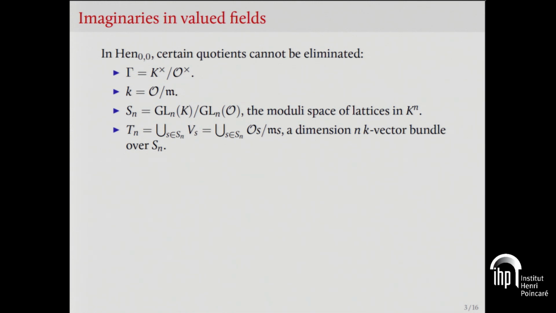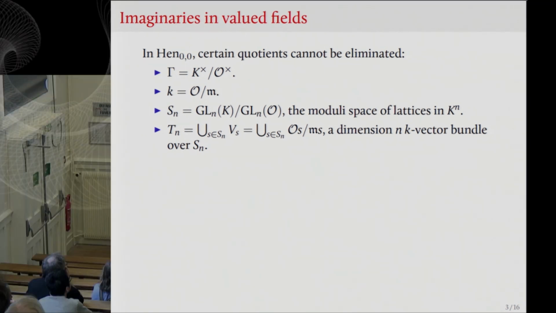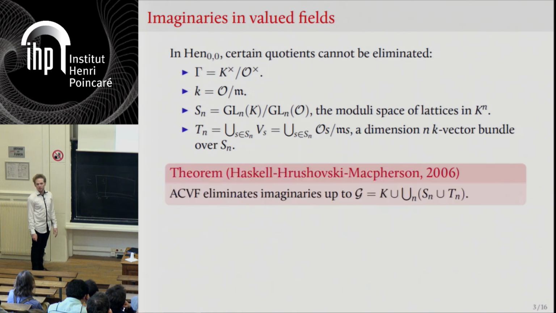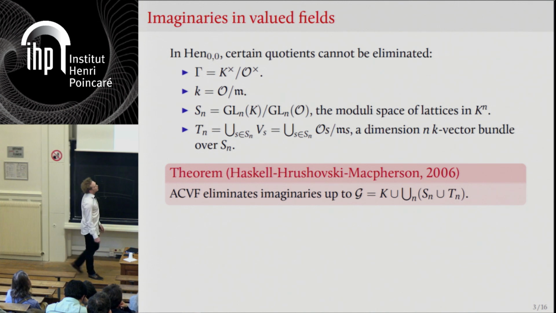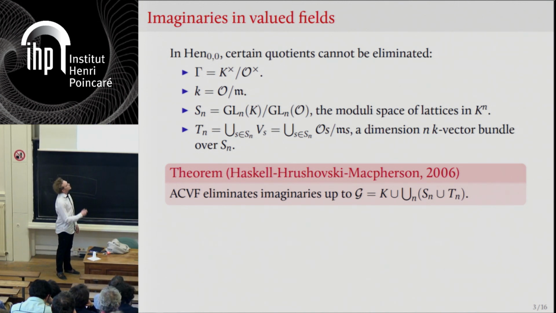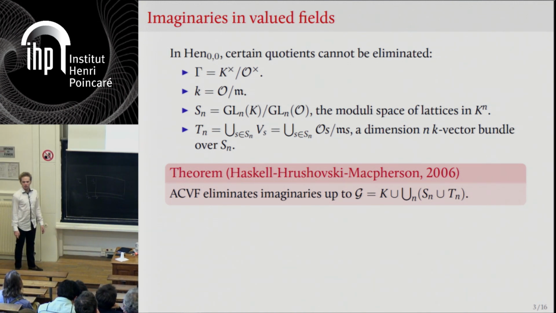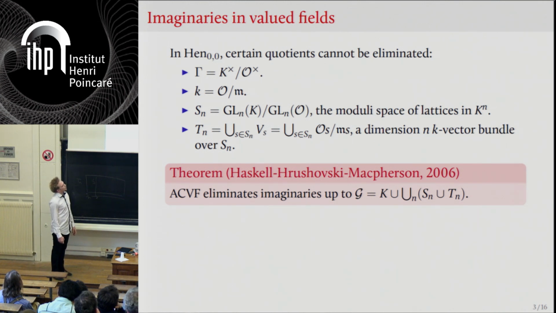So you can show that essentially none of these things can be eliminated, and the good news is that at least in the simplest of all theories of valued fields, which is algebraically closed valued fields, you don't have to go any further than that. If you have the field sort and then you add points for all the lattices and then for all these points in these bundles, then you eliminate imaginaries in algebraically closed valued fields. So that's a theorem of Haskell-Hrushovski-Macpherson.